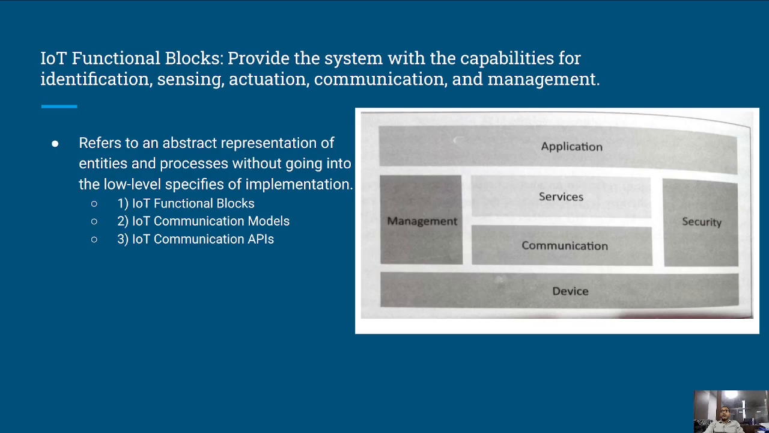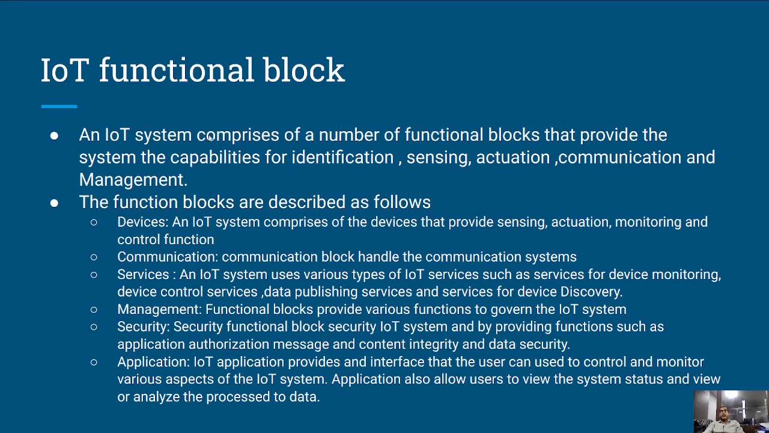The IoT communication APIs are actually part of the communication functional group. So are the IoT communication models. And the IoT functional blocks are actually divided into the application, management, device, and security function groups, respectively. So like we discussed, the IoT functional block comprises a number of functional groups that provide the system the capabilities for identification, sensing, actuation, communication, and management.